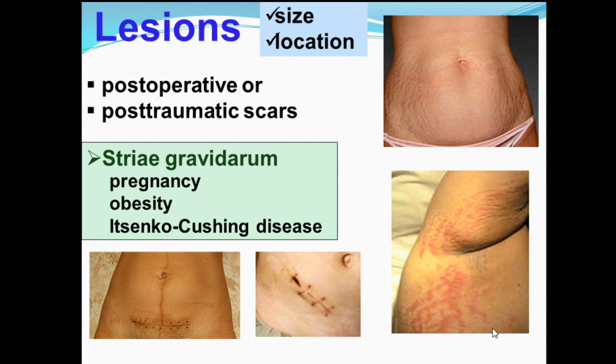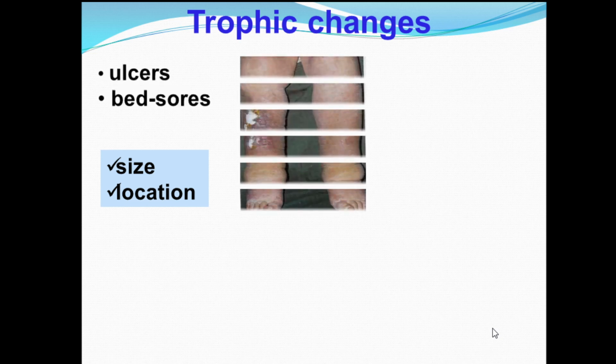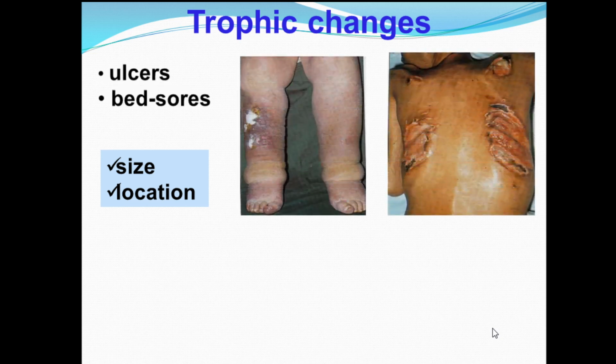Non-adequate distension of skin. Trophic changes of the skin appear due to disordered blood circulation and are manifested as specific ulcers or bed sores. You see trophic ulcers of the patient with severe leg edema, when the skin is dilated and cannot be adequately supplied with blood, oxygen, and some microelements.